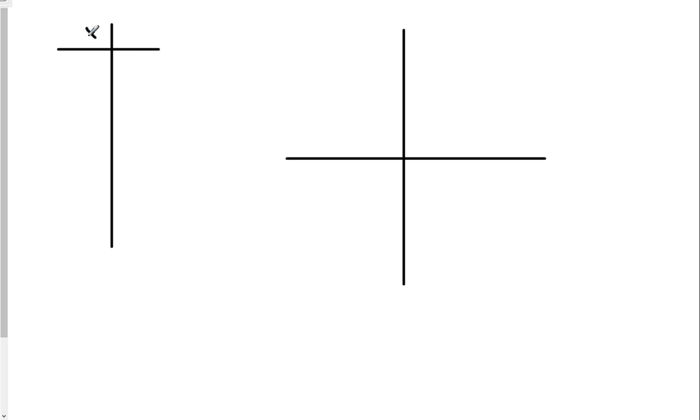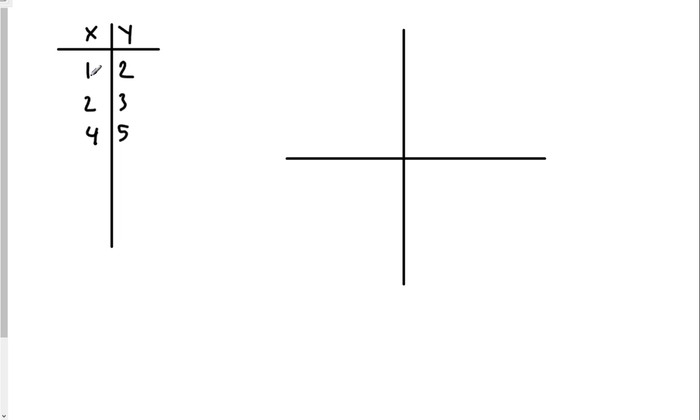Now, for things that are functions, so I put an x in, or the input. If I put a 1 in, I get a 2 out. If I put a 2 in, I get a 3 out. If I put a 4 in, I get a 5 out. You can look at the table to see if it's a function, but you can also look at the graph.